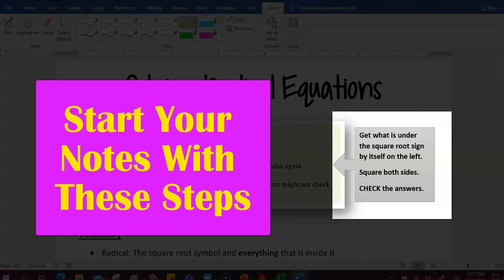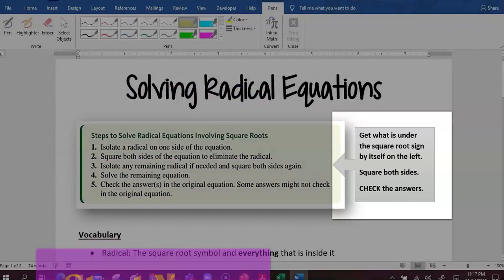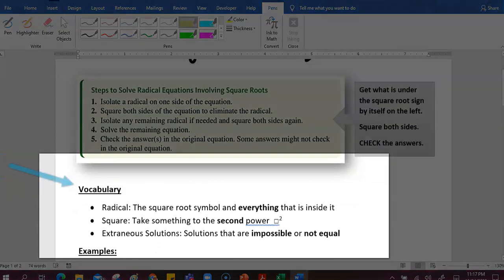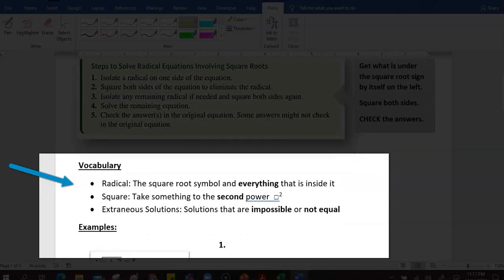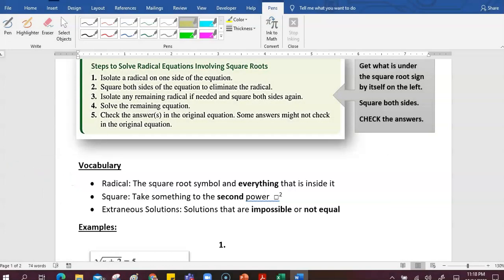So, recap. Get what is under the square root sign by itself on the left, square both sides, and then check your answers. A little vocabulary. The radical is that square root symbol, and remember we're talking about everything that is underneath that square root symbol. When we square something, that just means that we take it to the second power. Extraneous solutions are solutions that are impossible, you cannot do them, or possibly they just don't equal out. And we will discuss some extraneous solutions as we're walking through.